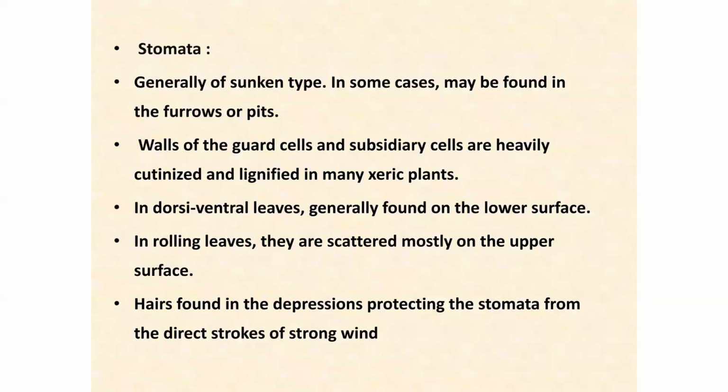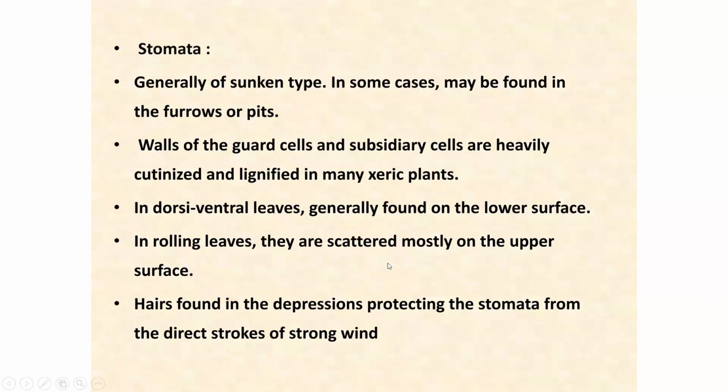So next one is the stomata. Here they are generally of the sunken type, that is, in some cases they are found in pits, in the stomatal chamber, in the stomatal cavity. So this stomata is present there, and it is called a sunken stomata. The walls of the guard cells and subsidiary cells are also heavily cutinized and lignified in many xeric plants. In dorsiventral leaves, stomata are generally found on the lower surface, only on the ventral lower surface.